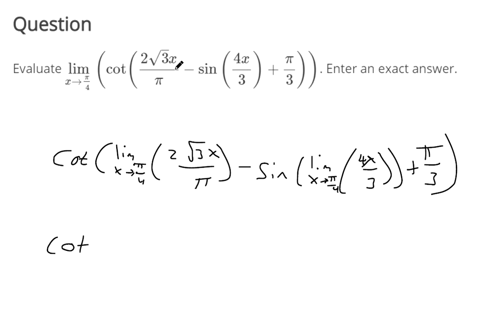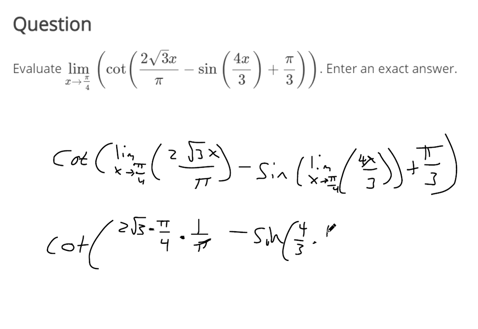If you plug in pi over 4, another way of writing this is 2 square roots of 3 times pi over 4. And since we're dividing by pi, I'm going to rewrite that as multiplying by 1 over pi. Same thing. That lets me see that the pi's are going to cancel. And then this is minus sine. I'm going to do the same thing over here. This is 4/3. I'm just going to rewrite it as pi over 4. That's what we're plugging in for pi. Plus pi over 3 inside.